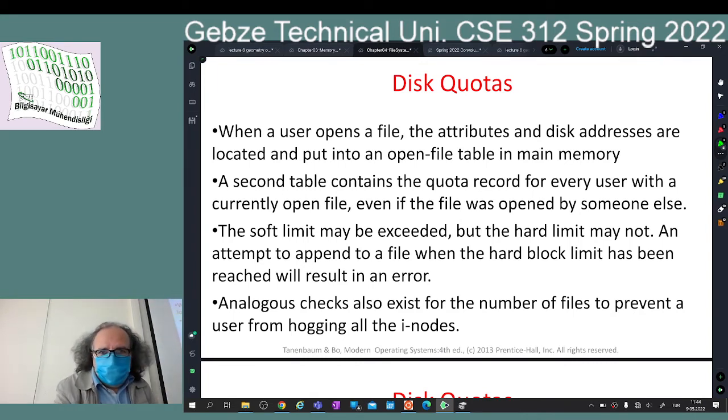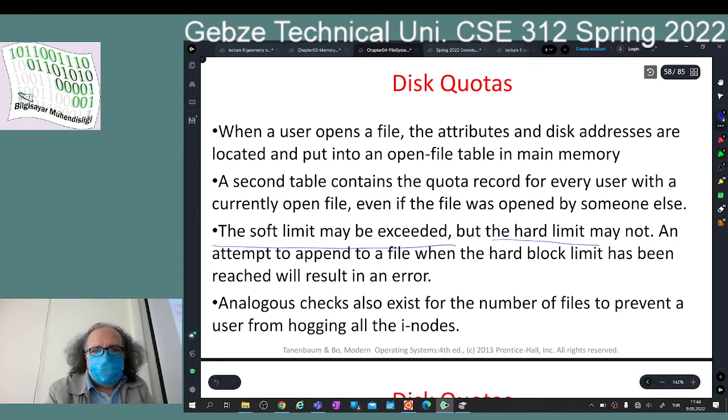Okay, there are two types of quotas, the soft quota and the hard quota. The soft limit can be exceeded, but the hard limit may not. When you exceed the soft limit, you get a warning message saying that you are using too much disk space. But the operating system will never let you use more than the hard limit size, because that's the hard limit by definition.